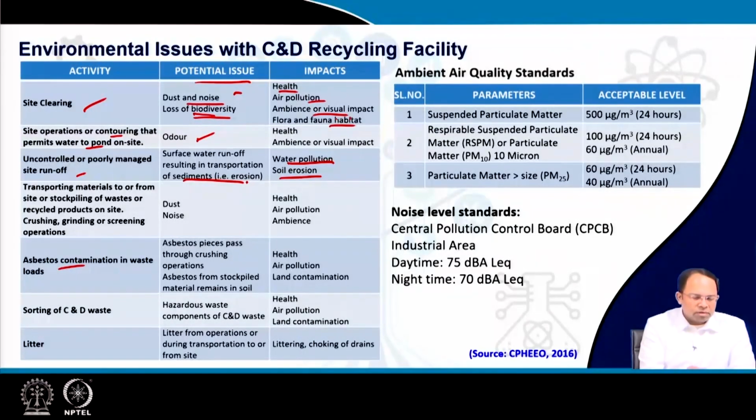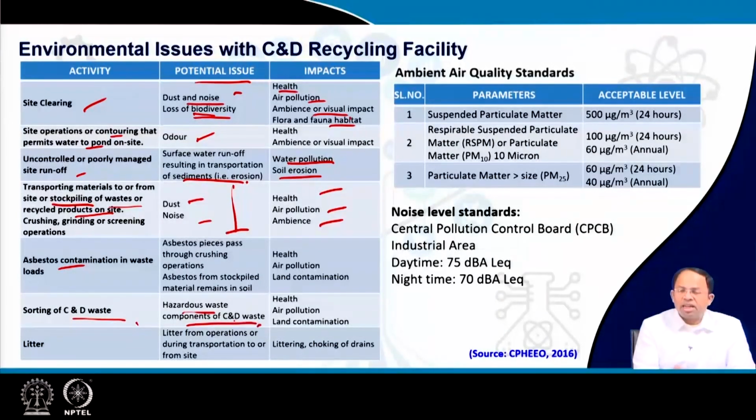So, transportation of materials to and fro from site and stockpiling of waste and recycling product leads to dust and noise. This is the primary concern. This leads to health problems, air pollution, ambience is also lost, and so on. Sorting of C&D waste, hazardous components of C&D waste may cause health problems, air pollution and land contamination. And litter is the spreading of dust by wind and so on. So, it could lead to choking of drains and general littering of the site, which is not aesthetically pleasing.